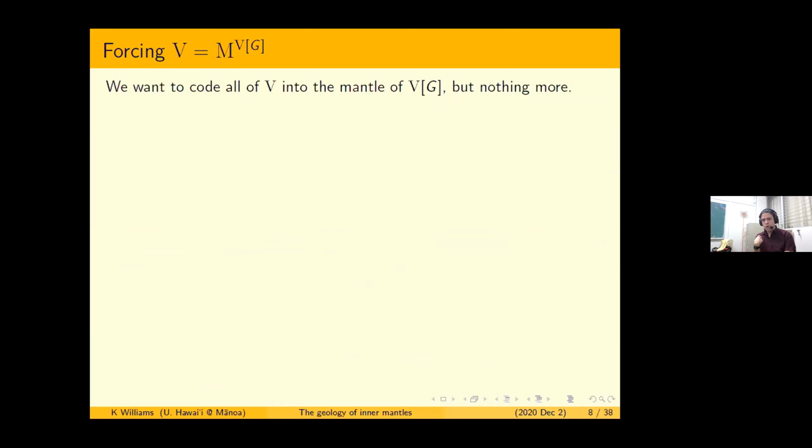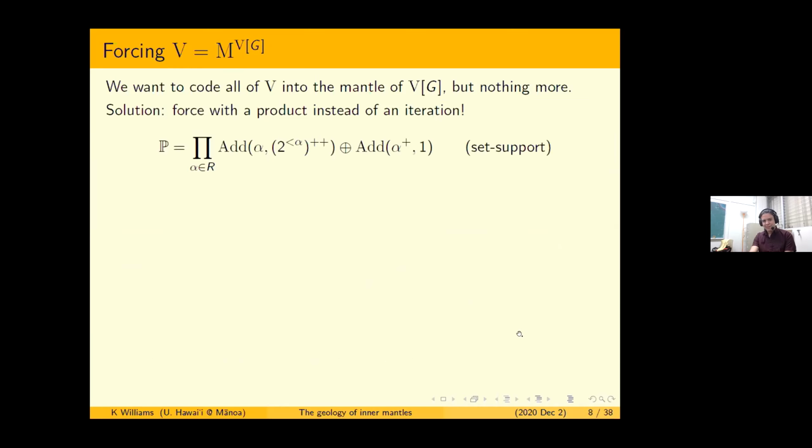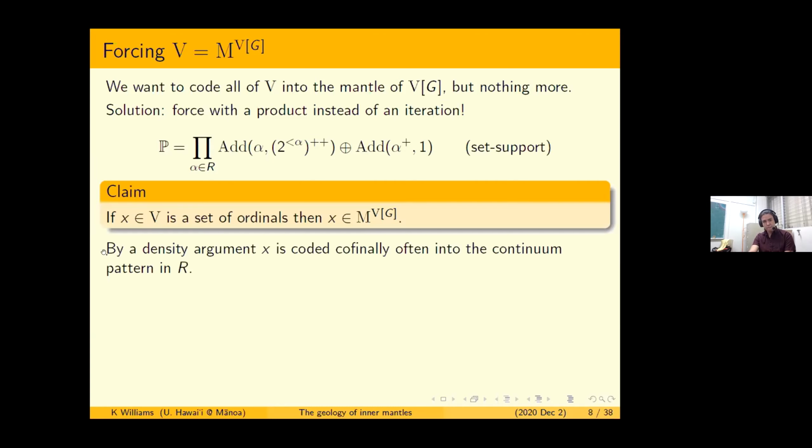So we want to code all of V into the mantle of its extension, but we don't want to code anything else into the mantle. So how do we do this? Well, it's a nice idea. We're going to take the same idea, but instead of doing an iteration of these generically making GCH hold or fail, we're just going to do a product of making it hold or fail. So same idea as before, but we do a product instead of an iteration.